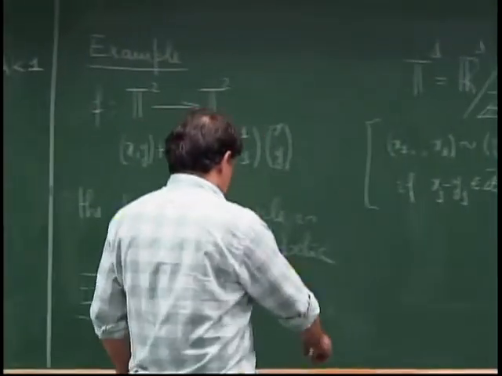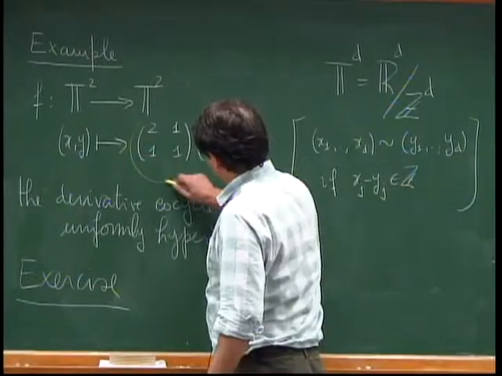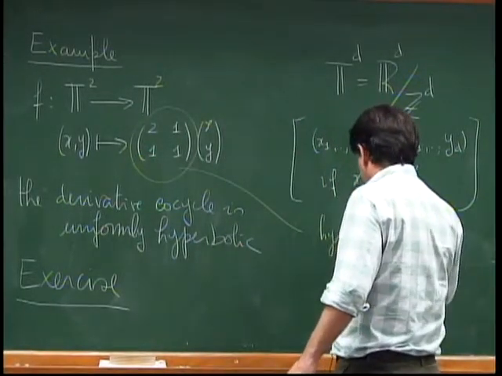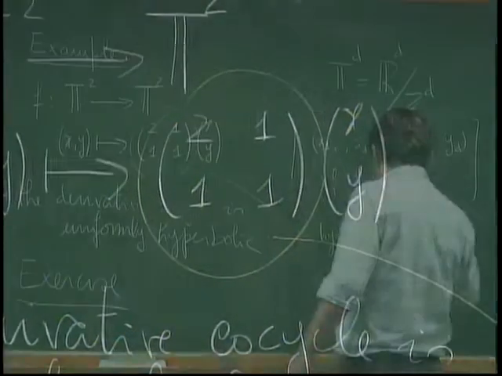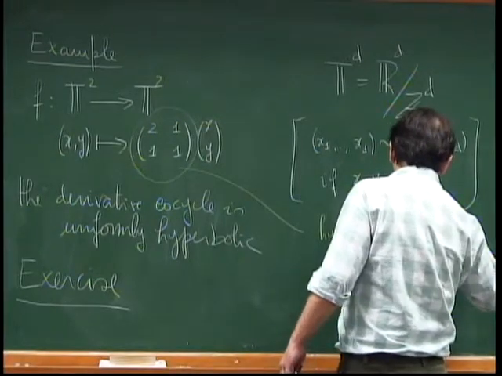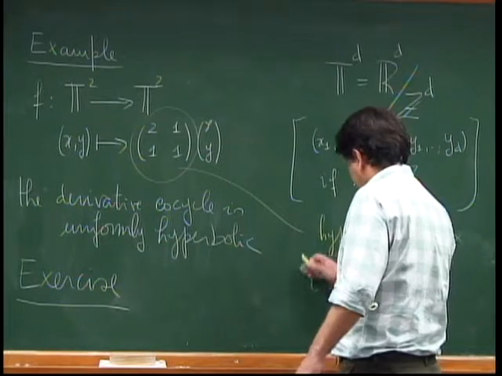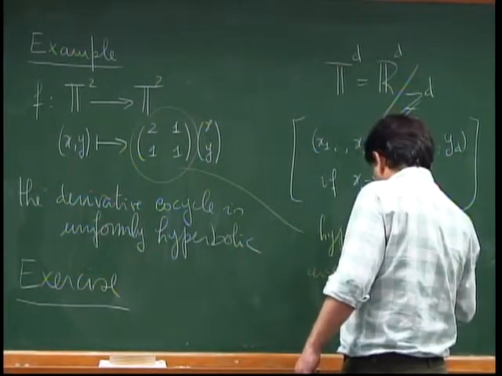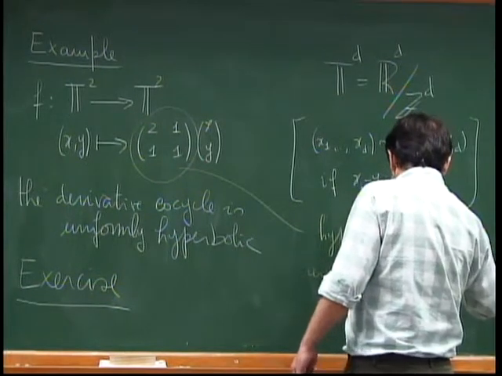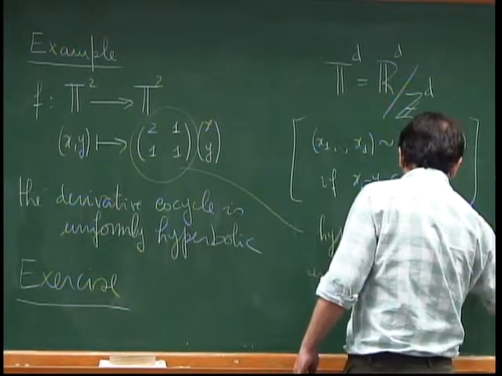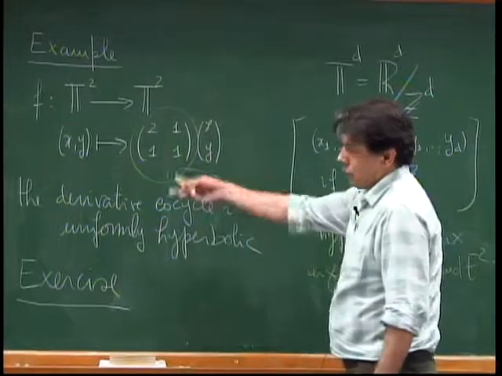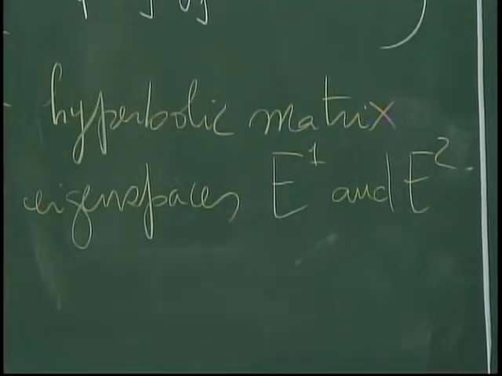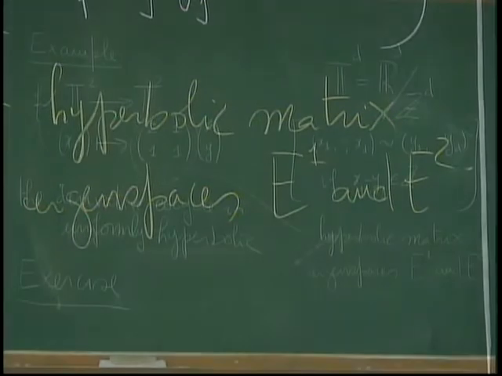Because this is a hyperbolic matrix. It has two eigenspaces, E1 and E2. And you can use them to define the E^u and the E^s here.